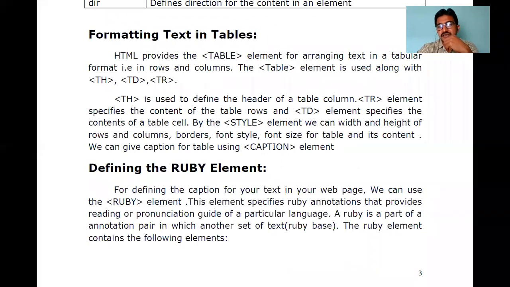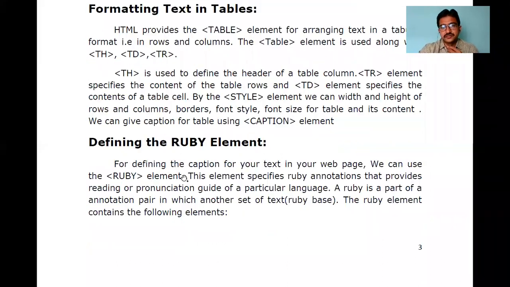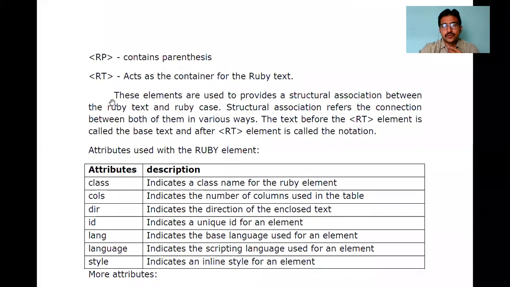When you want to represent any annotations in the web page, then the Ruby element can be used. Ruby consists of two sub elements. One is RP, another is RT, like a table consisting of TR and TD.